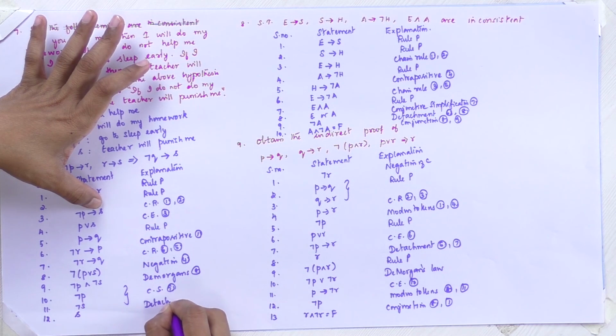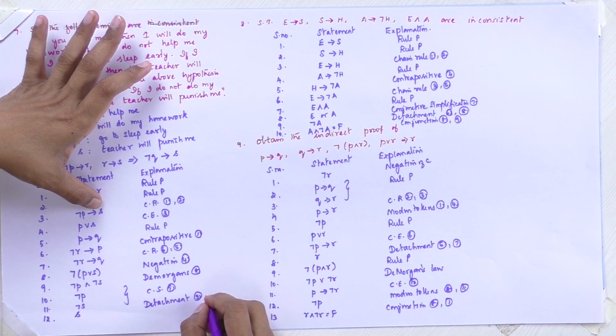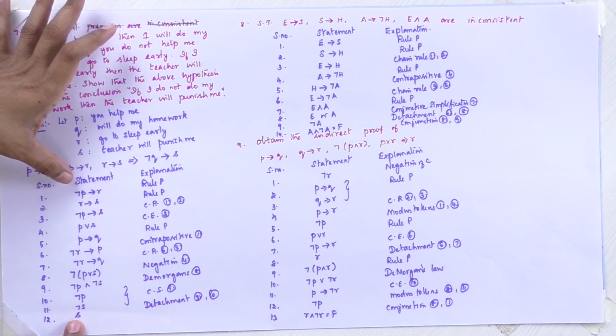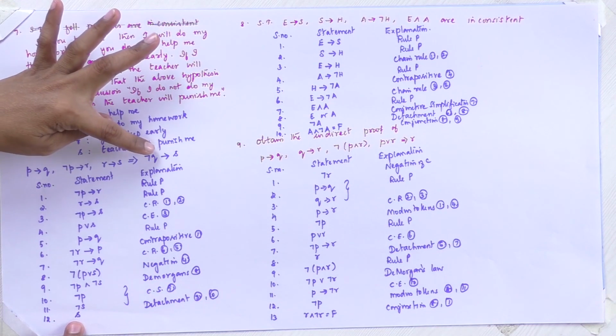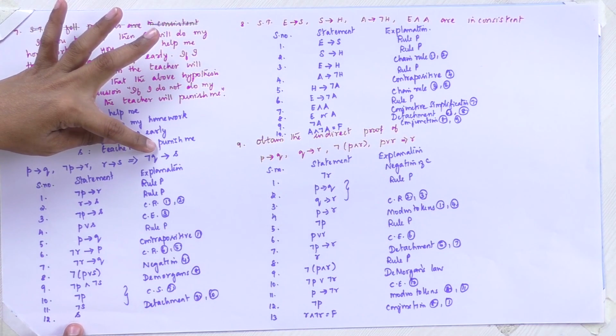Detachment of 3 and 10, we get it to be S. And next after that, the final intention is to get negation Q conditional S.